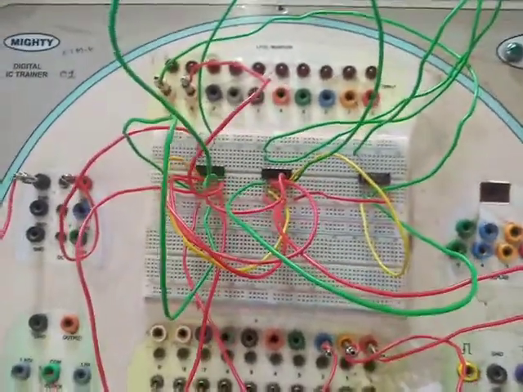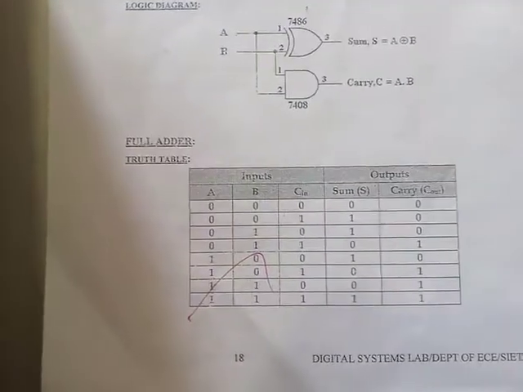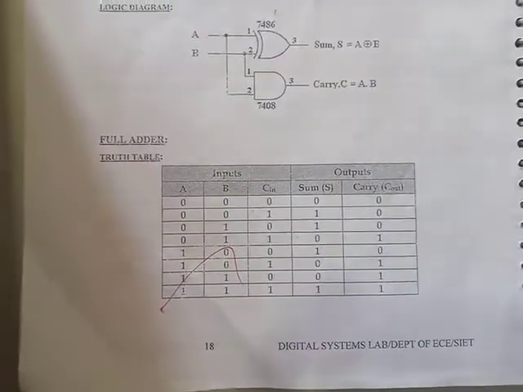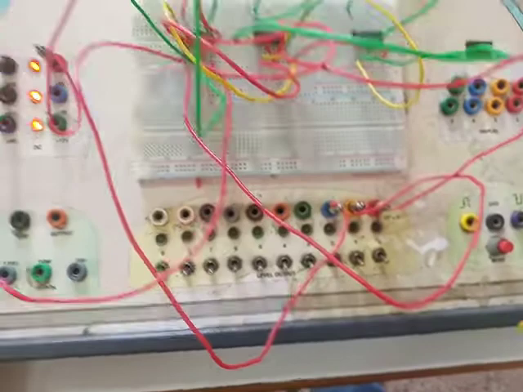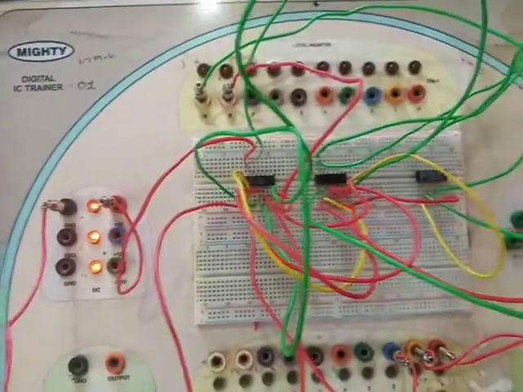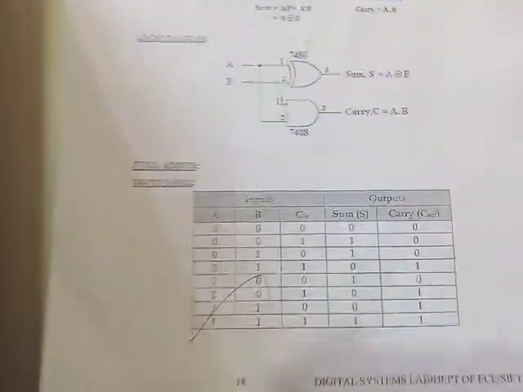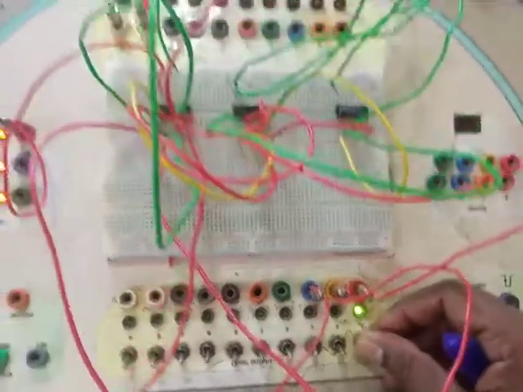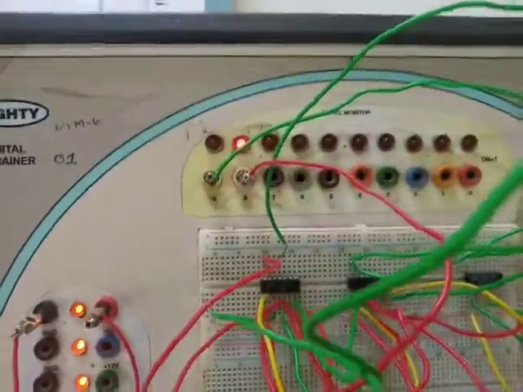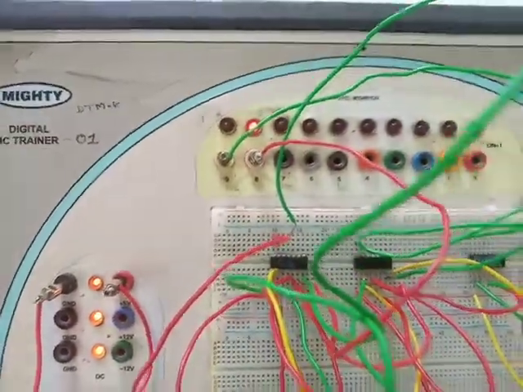Now we are going to verify it, right? So first combination, it's 0 0 0, my sum is 0, carry also 0. See here 0 0 0, and sum is 0, carry is 0. And next one, for 0 0 1, my sum is 1, carry is 0, right?